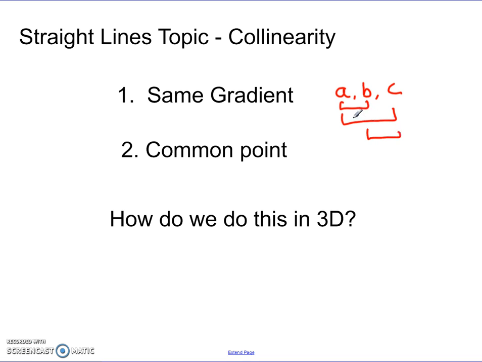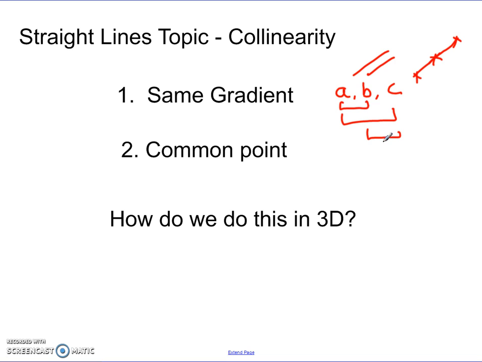What I would then have to do is take any pair of these and show that because the gradients matched and they shared the same point, i.e. this one here would share A between AB and AC, or B between BC and AB, or C between AC and BC, there's always a common point there. If we could show the same gradient, that meant they were parallel, but because they had a common point, they were parallel and shared that point. So then they were all collinear.